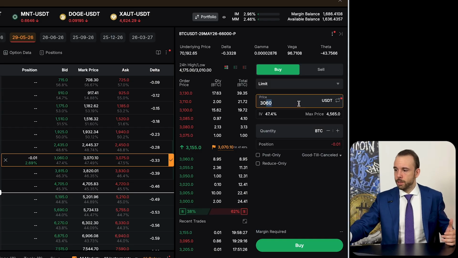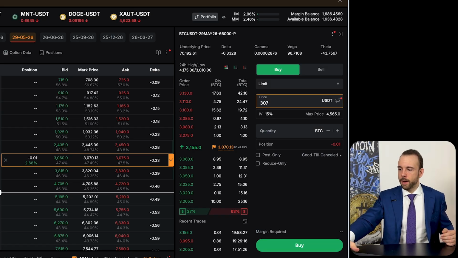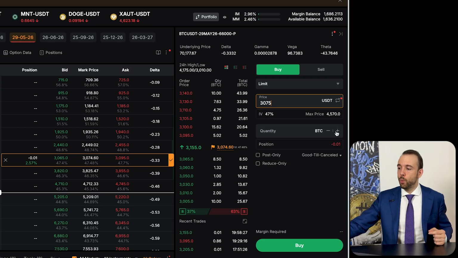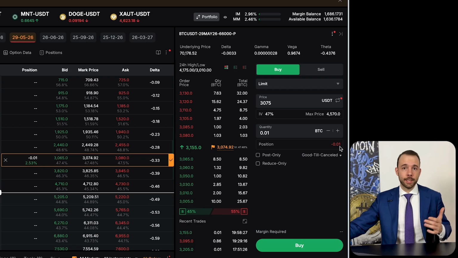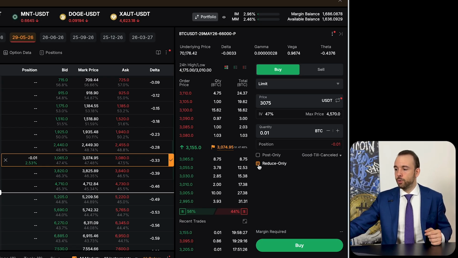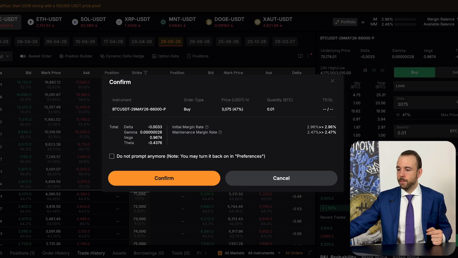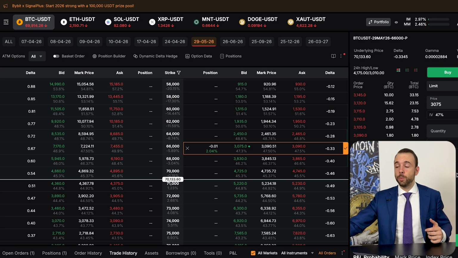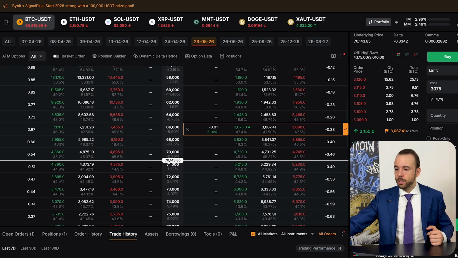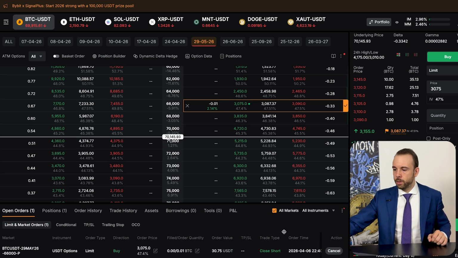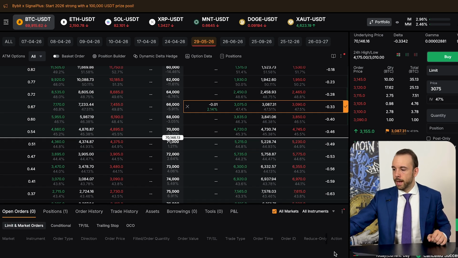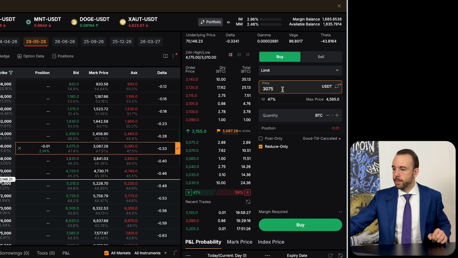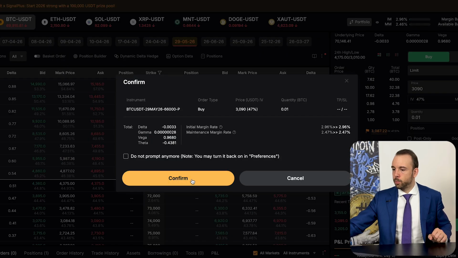So adjust the price to 3075 USDT and select the quantity, which is exactly the same as my position size. And once again, if I would like to be on the safe side, I can simply click on a reduce only mode. Then I click on the buy button and press confirm. The price of the option moved a bit higher, so I'm going to cancel this order that I have. So open orders, cancel. So the order was just cancelled, and I'm going to place the order once again. So 3090 USDT, quantity 0.01, click on a buy button and press confirm.